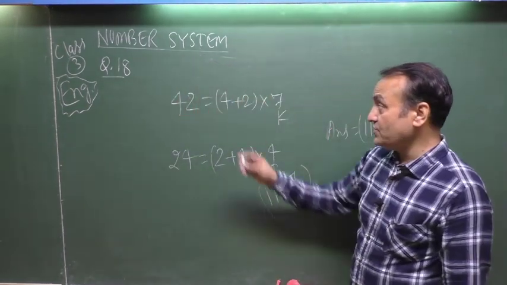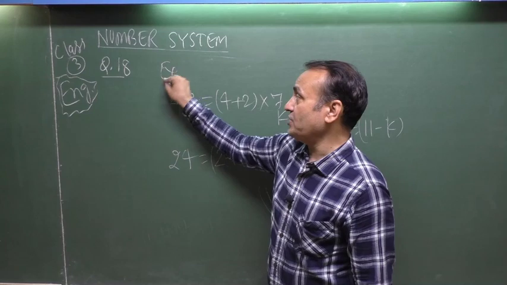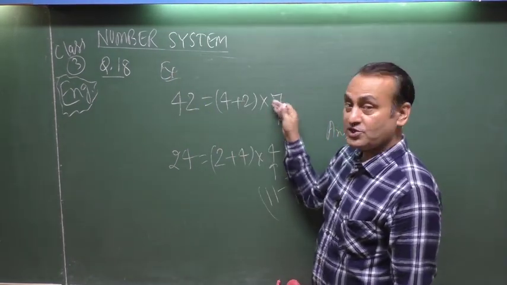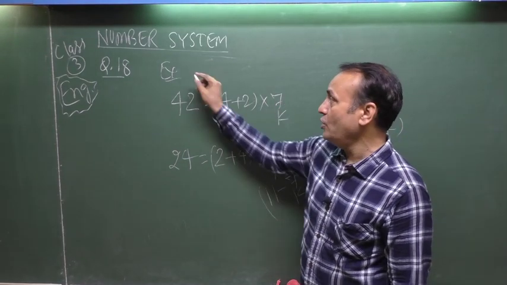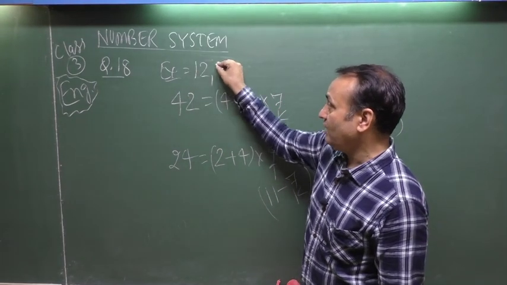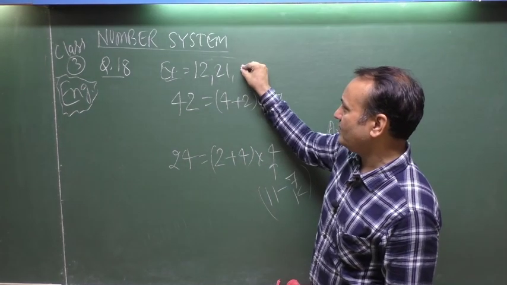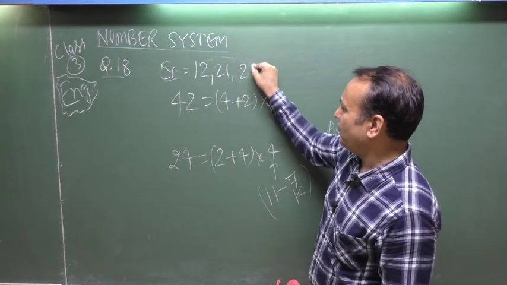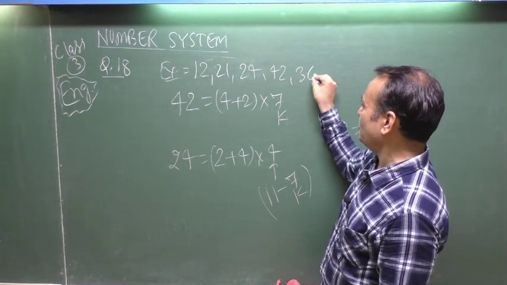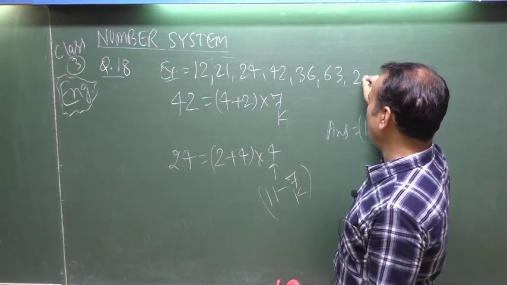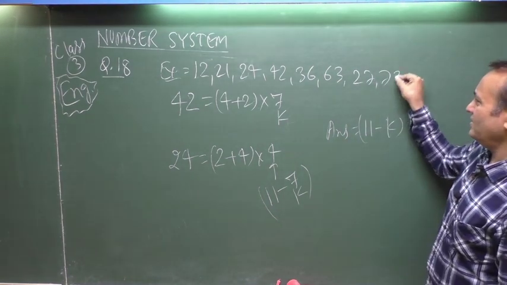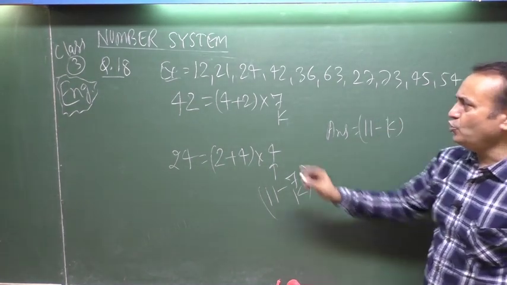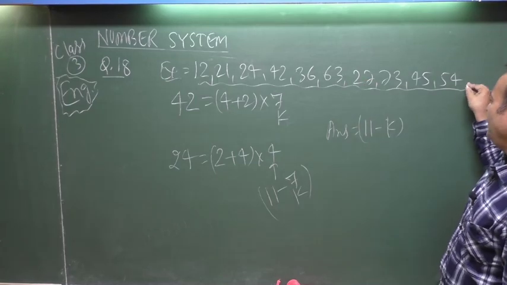Now I would like to convince you. You have to take such examples which are very easily calculated. There must not be any fraction. That's why you have to choose from these numbers: 12, 21, 28, 24, 42, 36, 63, 27, 73, 45, 54. These are some numbers. You may choose any one of them.